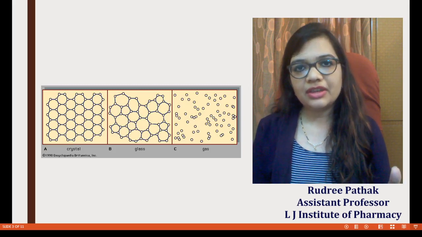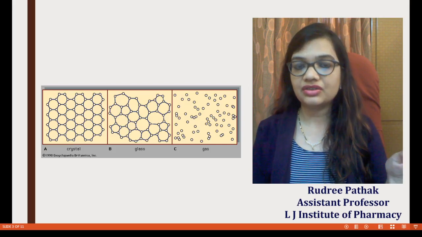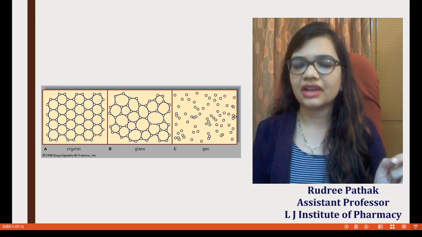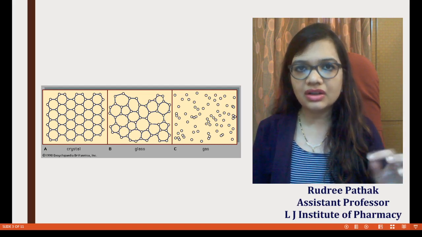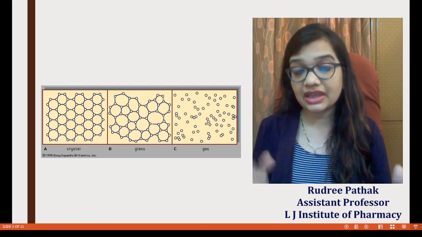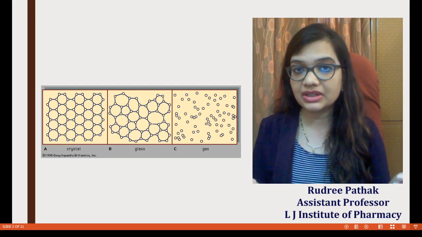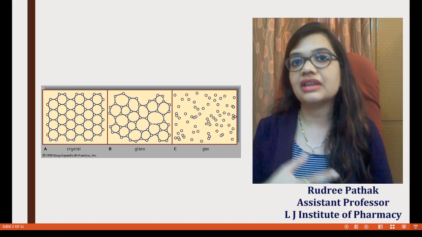This diagrammatic representation shows a comparative study of a crystalline structure, where you can see everything is arranged. If you observe closely, you can see the dots connected to each other at regular intervals, and not just regular intervals, but at regular angles also. That is what makes it a crystalline structure.